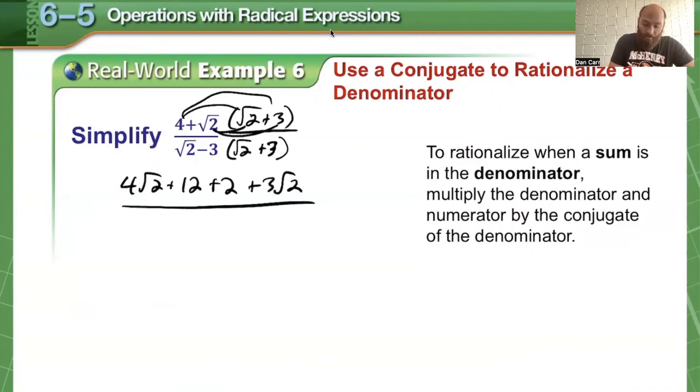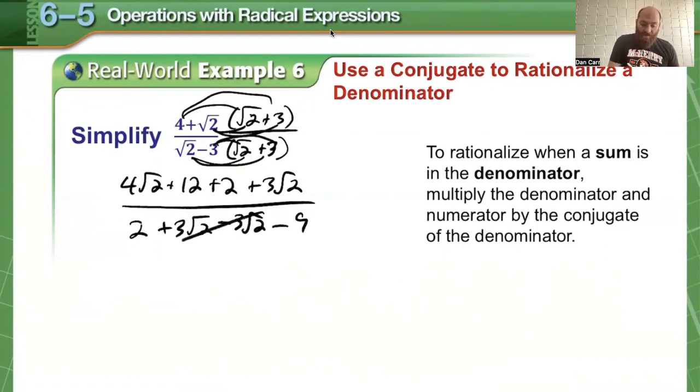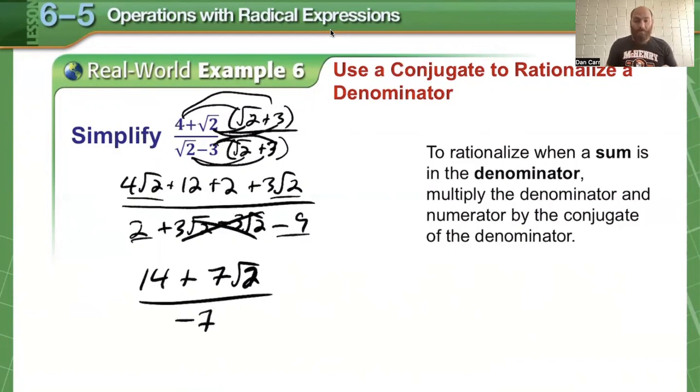My denominator is square root of 2 times square root of 2, which is a positive 2. And then positive 3 root 2, then negative 3 root 2. And then negative 3 times a positive 3 is a negative 9. From there, again, these two cancel out. Combine my like terms, my numerator and my denominator. So I got 12 plus 2 is 14. 4 radical 2 and 3 radical 2 go together as 7 radical 2. And then 2 minus 9 is a negative 7.